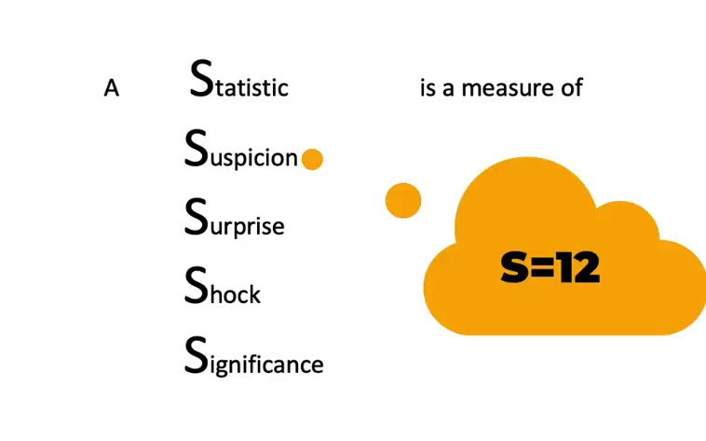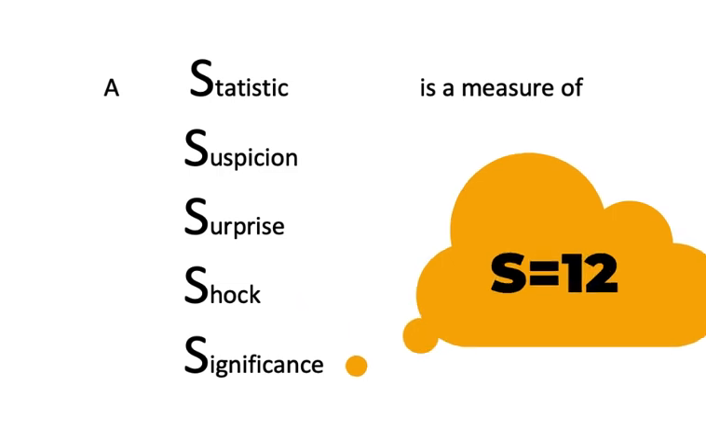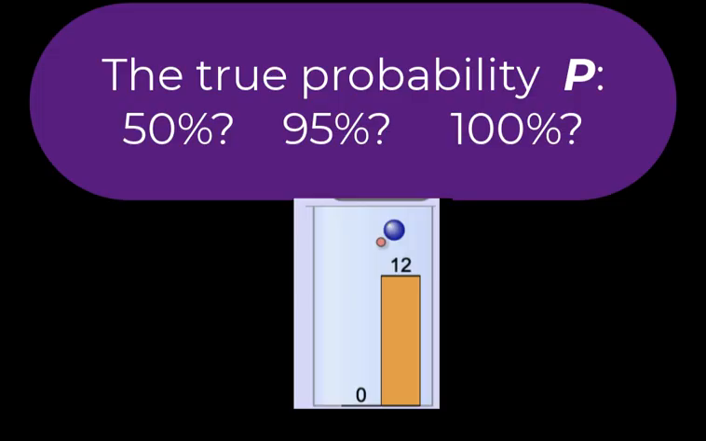That number 12 is our statistic. Statistic, it's suspicious. It's surprising. It's shocking. And maybe it's significant. Maybe the truth is 5%, 95%, or something else. We'll have to do some statistical analysis. Let's give it a shot.